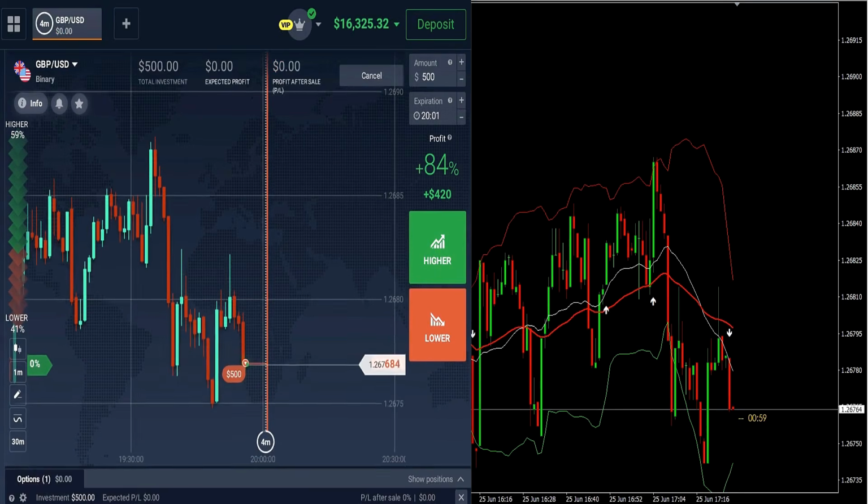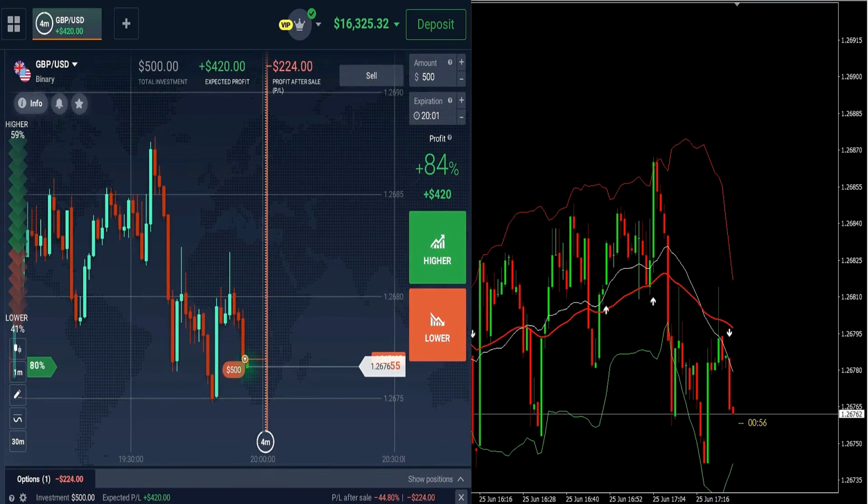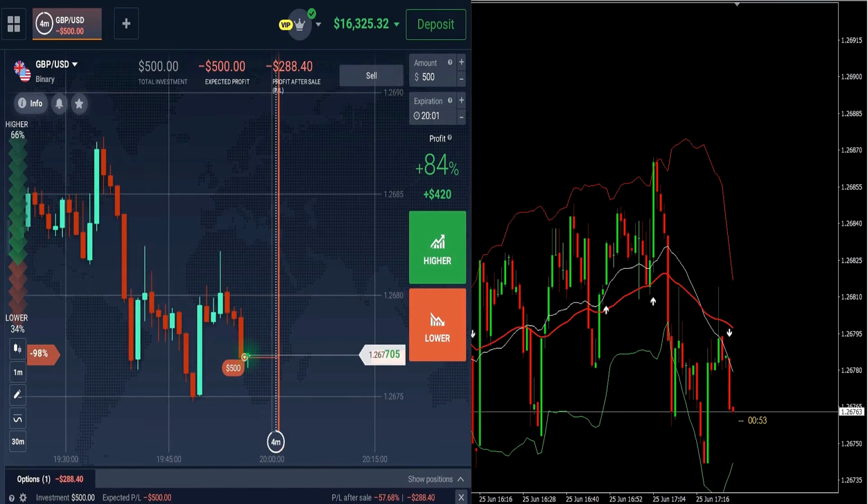Today on AM Trading Tips, I'm going to show you this MT4 indicator in live action. Real trades, real results, zero guesswork.